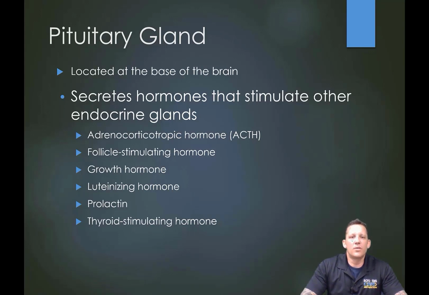And so that's the adrenocorticotropic hormone, or ACTH, and follicle stimulating hormone, which is a hormone that triggers the ovaries or the testes to actually start producing reproductive cells. Growth hormone is used throughout the body to repair muscle and bone and organs. Luteinizing hormone is another sex hormone, which is used to also stimulate the testes and the ovaries to create reproductive cells as well. And then we have prolactin, which stimulates the production of breast milk in pregnant females.